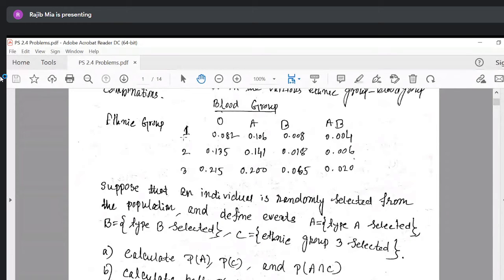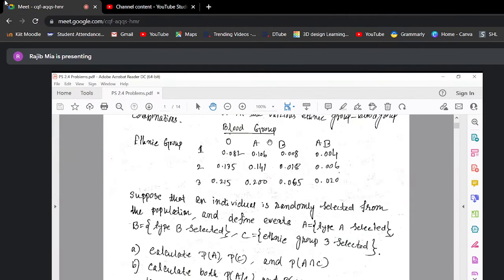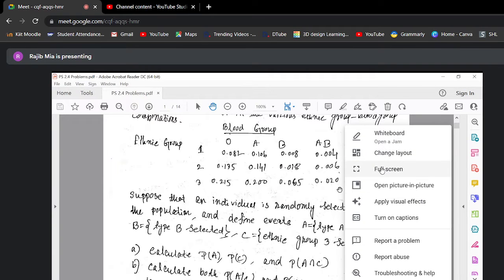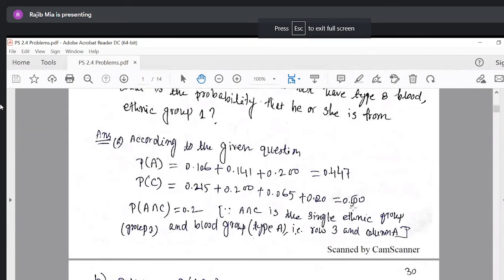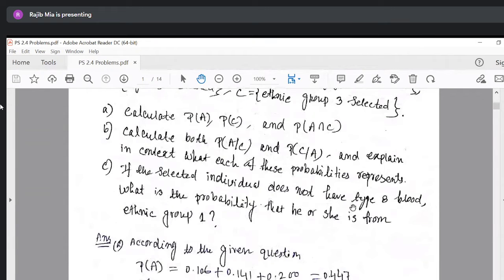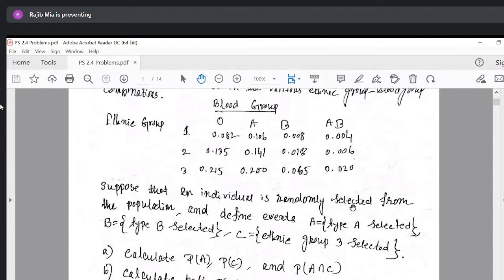If he is from ethnic group 3, he may belong to blood group O or A or blood group B or blood group AB. So there are four possibilities, and for these four possibilities, the probability is 0.215 plus 0.200 plus 0.065 plus 0.020. So this is 0.5. And what is probability of A intersection C?